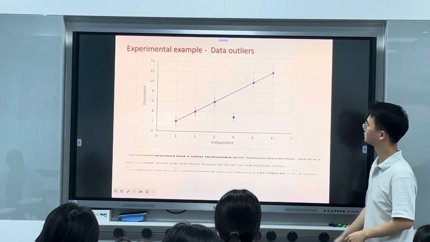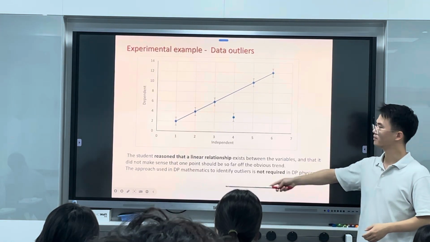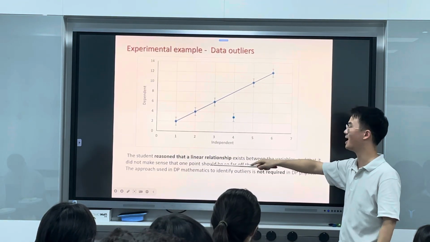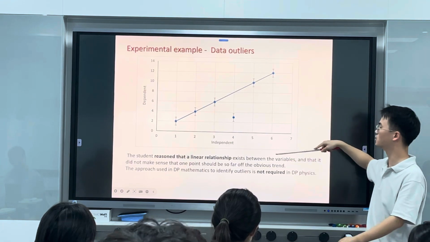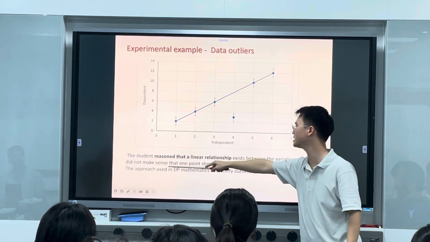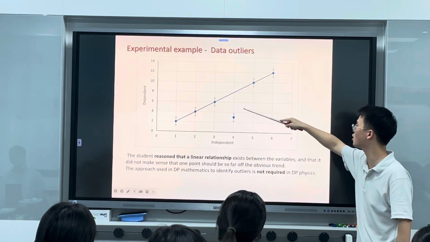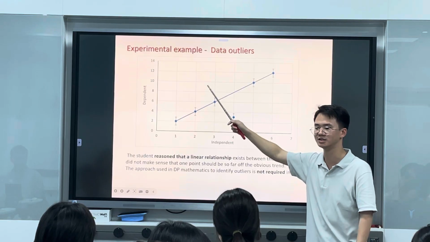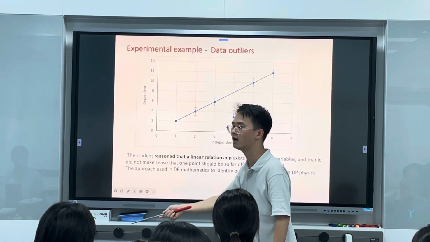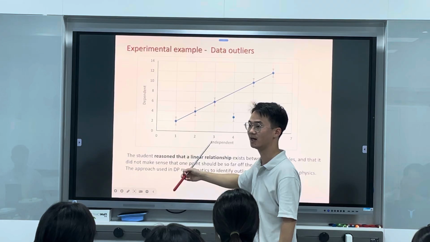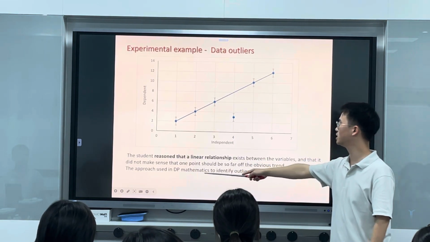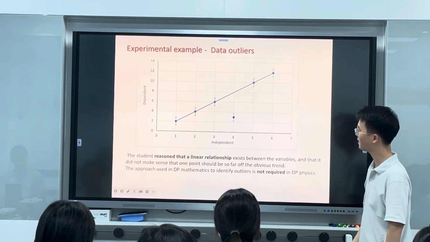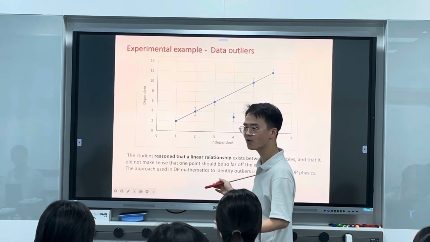Alright, so in this example, this student reasoned that a linear relationship should exist between the two variables, and it does not make any sense that the one point should be so far off the obvious trend. That's the reason why this student did not include the data outlier in the overall best fit line. This approach used in DP mathematics to identify outliers is not required in DP physics. Okay? You can include it, but we don't require it. Okay?